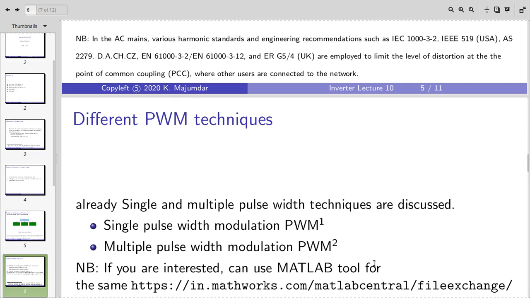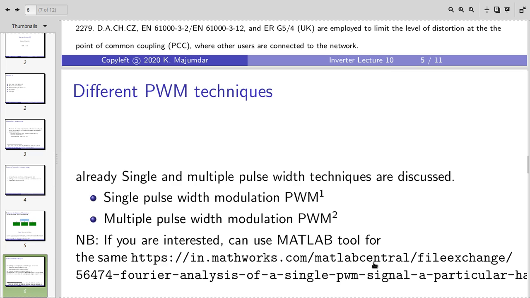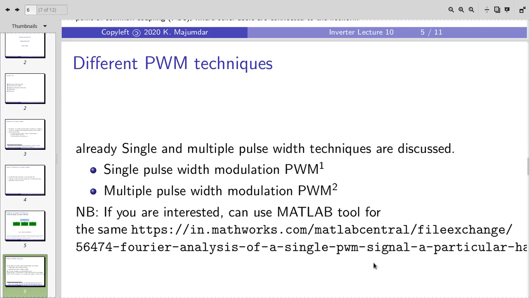Now, the first process is the different types of PWM techniques. We already observed in lecture number 4 and lecture number 5 two PWM techniques, the single pulse width modulation and the multiple pulse width modulation technique, where we can mitigate a particular harmonic, say the third or fifth harmonic. It is already discussed, so I am not going to repeat those things.